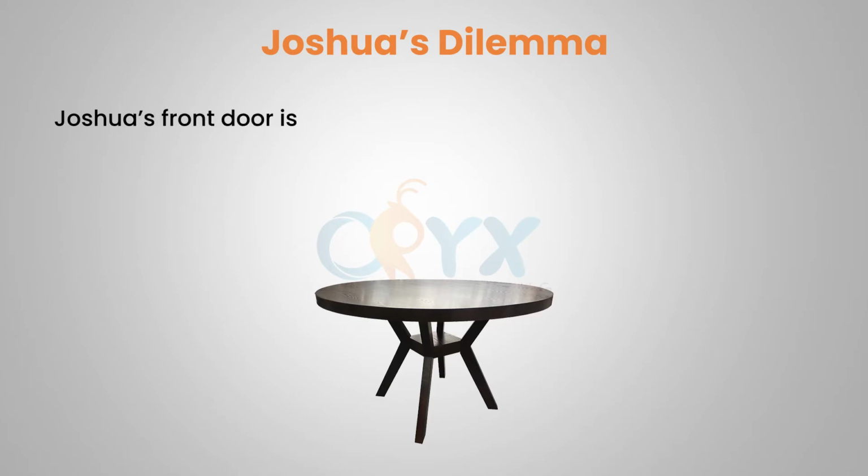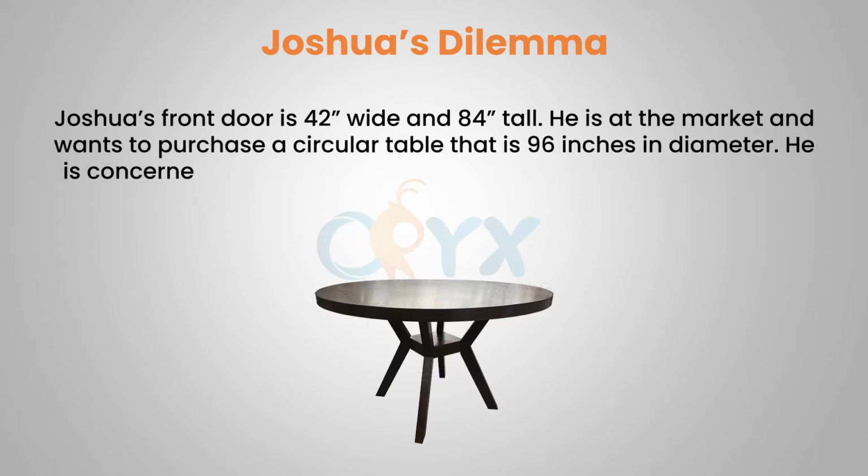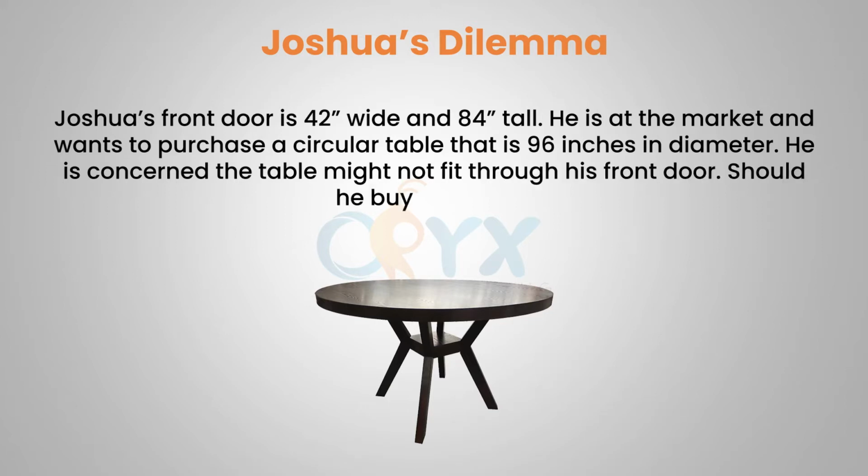Joshua's front door is 42 inches wide and 84 inches tall. He is at the market and wants to purchase a circular table that is 96 inches in diameter. He is concerned the table might not fit through his front door. Should he buy the table? If you'd like to find out the answer to this question, please follow along and we'll revisit it at the end.